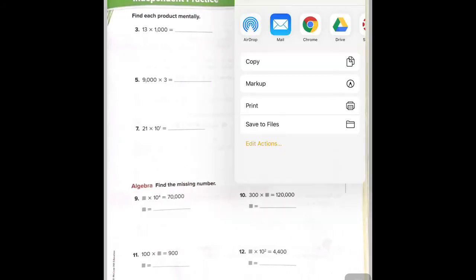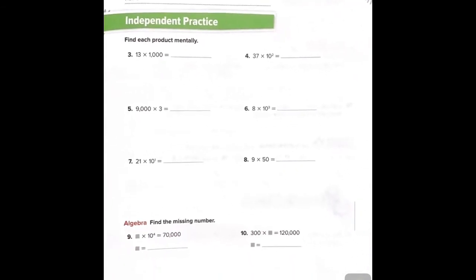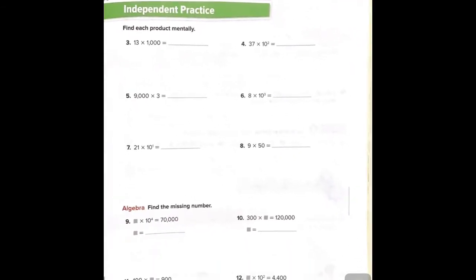101, number 3. All right, find 13 times 1,000. Find each product mentally. Product is another way of saying multiplication. So first, what we're going to do is do it the easy way. 13 times 1 equals 13. How many zeros do we have there? 3. 1, 2, 3. Add that to our answer.